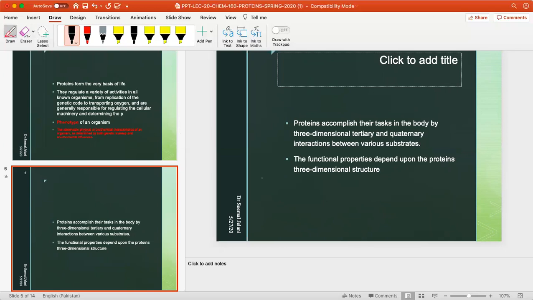Proteins accomplish their task in the body by three-dimensional tertiary and quaternary interactions between various substrates. It means that whenever proteins work with various substrates, they are very specific in the selection of the substrates. Their tertiary and quaternary structures are what make interactions between various substrates. These three-dimensional structures are made from the primary structure and the secondary structure, so there is a hierarchy in the structure.